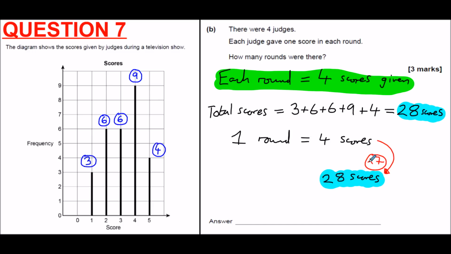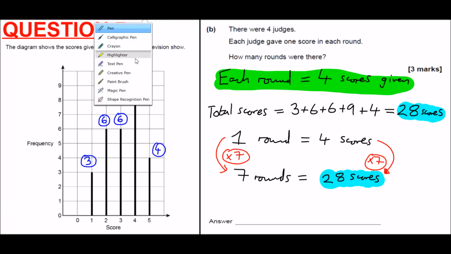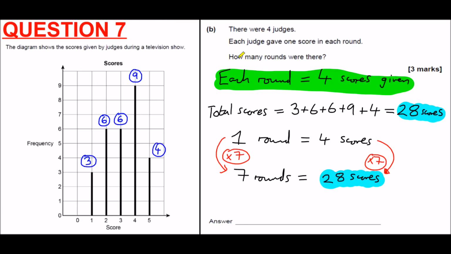And so if we had 7 times as many scores as 4, that means we had 7 times as many rounds as just for 1 round. And so 1 multiplied by 7 shows us that there must have been 7 rounds. So the final question, when it says how many rounds were there, well, the answer to that one is there were 7 rounds.